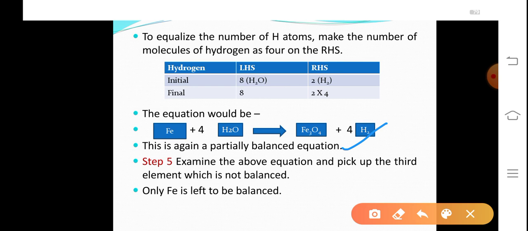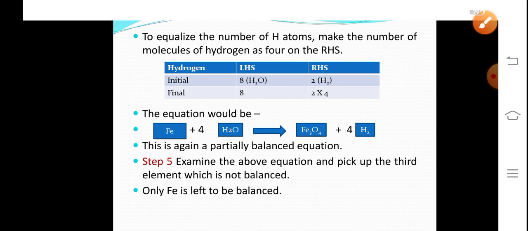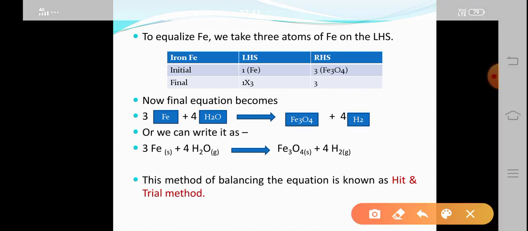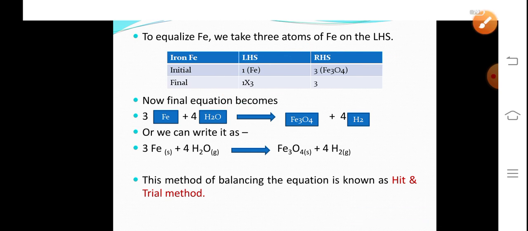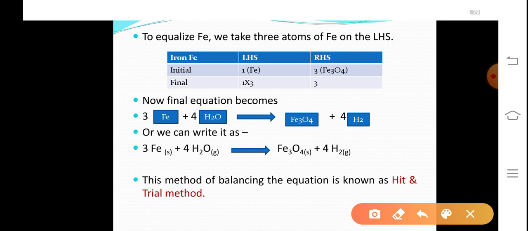Now step 5. Examine the above equation and pick up the third element which is not balanced. Now only iron is left to be balanced. So let us list out the atoms of iron on both sides. LHS we have 1, RHS we have 3. So what we can do? We can multiply by 3 on the LHS. So now the final equation becomes 3Fe plus 4 water gives Fe3O4 plus 4H2.